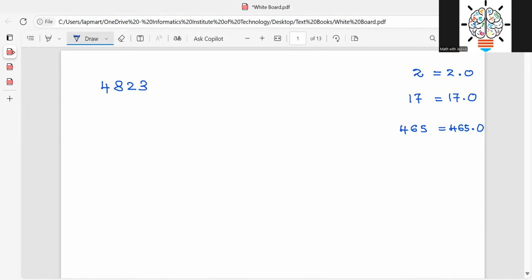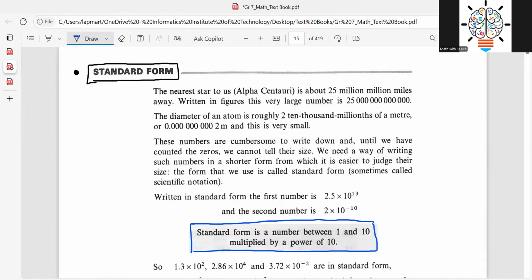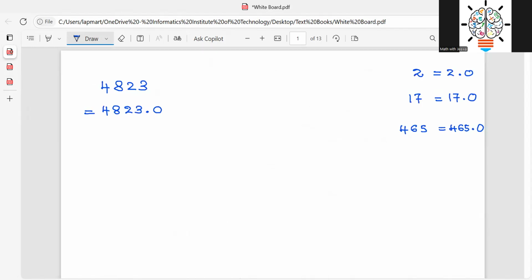So how do you write this? 4,823.0. This should be the first step. Now I want to convert this into standard form. Can you remember the definition? Standard form is always a number between 1 and 10. So I want to convert this number into a number between 1 and 10.